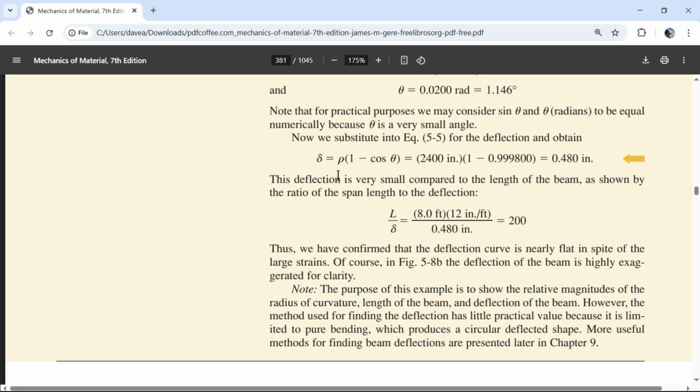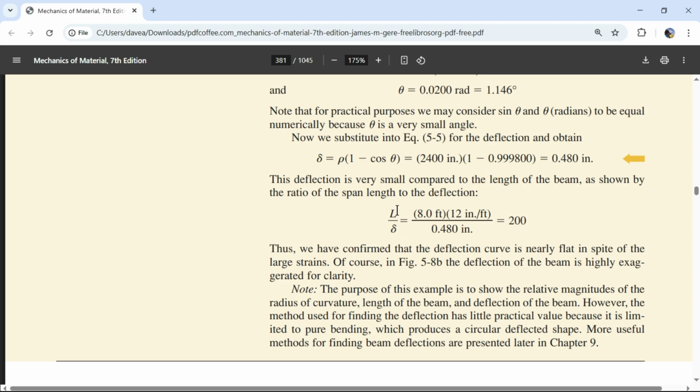So it's pretty decent. This deflection is very small compared to the length of the beam, as shown by the ratio of the span length to deflection. And that's true as well. If I was standing on an 8-foot beam that was just like a chunk of metal, and it only deflected half an inch, I'd be like, hell yeah, that's a pretty stout beam.